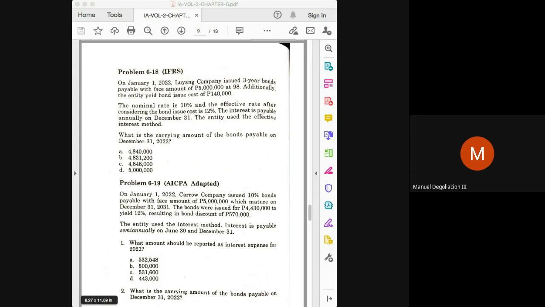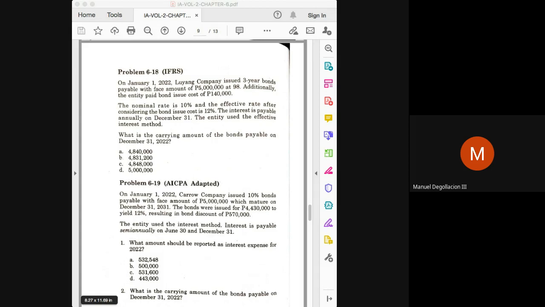Okay. But I hope you understand the flow. First, we need the interest expense. And how do we solve for the interest expense? You multiply it with the previous carrying amount. And since this is the first year, our previous carrying amount would simply be the initial carrying amount. And our initial carrying amount here is 4,760,000, as mentioned already earlier. Okay, and you multiply this with the effective interest rate. And how much is the effective interest rate? It's 12%. So you would get an interest expense of 571,200.